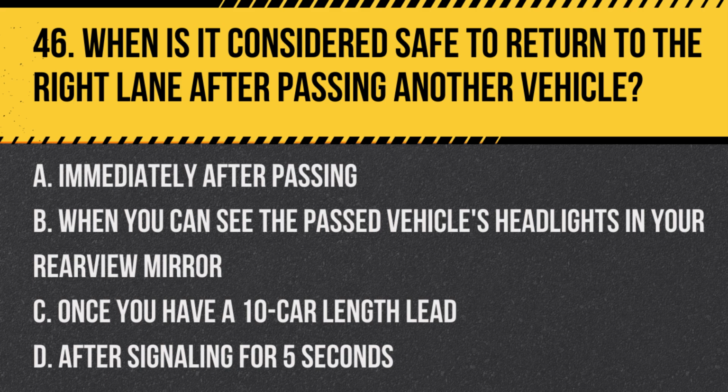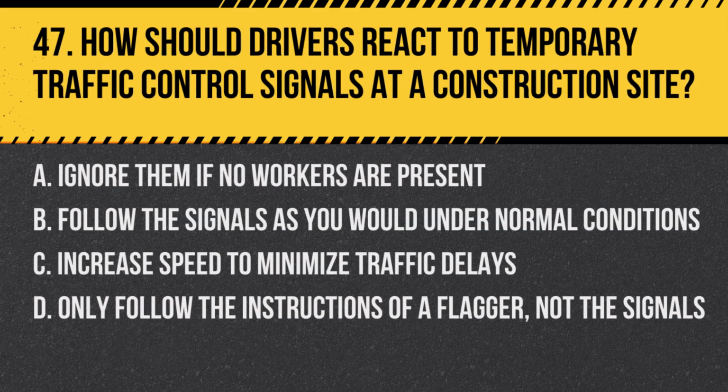C. Once you have a 10-car length lead. D. After signaling for 5 seconds. Answer. B. When you can see the passed vehicle's headlights in your rearview mirror. This ensures enough space for a safe lane change. Question 47. How should drivers react to temporary traffic control signals at a construction site?